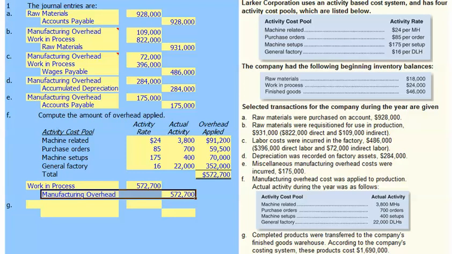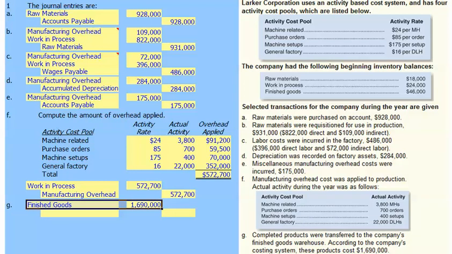Finally, in letter G, we're told that completed products were transferred to the company's finished goods warehouse. According to the company's costing systems, these products had cost us $1,690,000. We will take the $1,690,000 out of work in process and put it into finished goods. So we'll debit finished goods and we'll credit work in process inventory.